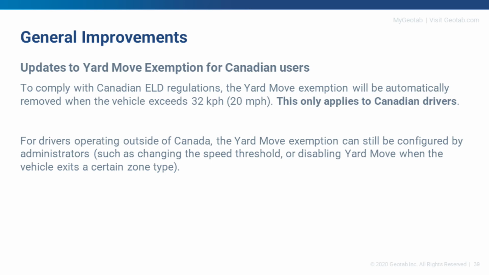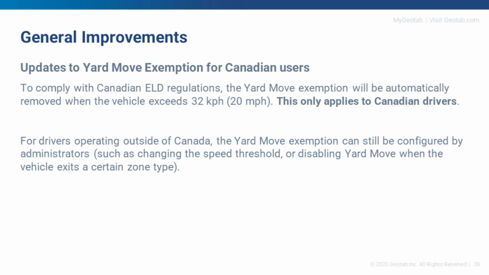There is a small tweak for Canadian users to the yard move exemption, and this is just a little bit more to go along with the Canadian ELD regulations. Unlike in the US, where yard move doesn't have any restrictions in terms of speed, in Canada it has to cap and turn off and go back to regular driving once you're at 32 kilometers per hour or 20 miles per hour. So if you're on our Canadian rule set, the system will be monitoring all of the yard move, and if you do go more than 32 kilometers an hour, it will flip you back into drive automatically, and that has to happen because that is a Canadian ELD mandate.